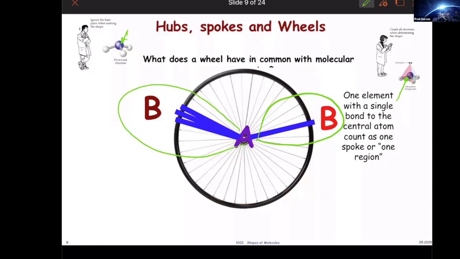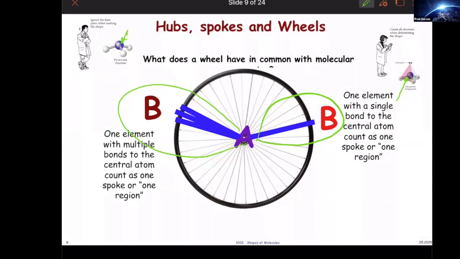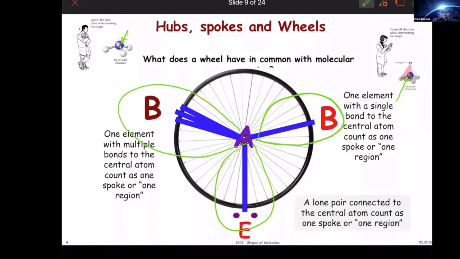A lone pair occupies its own domain, and that's what you see right here. In this particular situation, we have 3 regions of electron density, or 3 domains. Lone pairs are considered their own domain. So we can say we have an AE3 system right here, because this is the first domain, second domain, third domain.